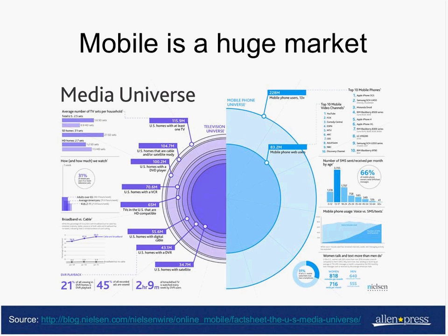About online mobile, meaning delivered to a mobile device. The Nielsen infographic that was published earlier this year, the media universe. Now, the purple side, or the blue, depending on your monitor, is not something we're going to really care about. That's cable television, and we all know it's dead. But the blue side on the other thing, that's the market.